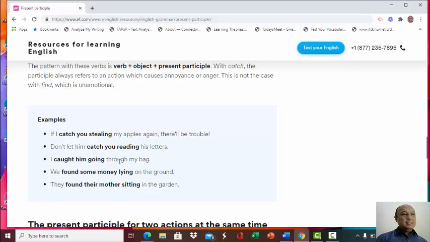Even dangerous. Yeah? We found some money lying on the ground. Now this doesn't carry this emotion, just a fact. Yeah? We found, from the word find, and then you have some money, the object, and then you have the present participle. They found their mother sitting in the garden. Likewise, this is also find plus object plus present participle. Yeah.